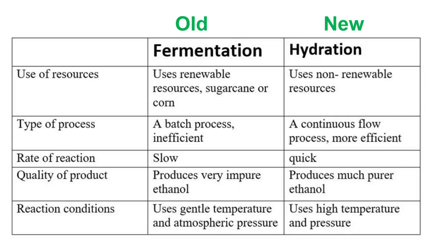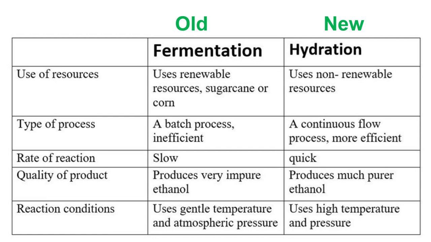So let's compare this table of the old versus new method, fermentation versus the steam hydration of ethene. First of all, fermentation is renewable because plants are renewable. Ethene is from a non-renewable fossil fuel. Fermentation is a batch process. It means you have to do it one batch at a time, so it's a bit inefficient, whereas with hydration, you can keep hydrating that ethene all day. It's more efficient. Rate of reaction is a lot quicker with hydration.